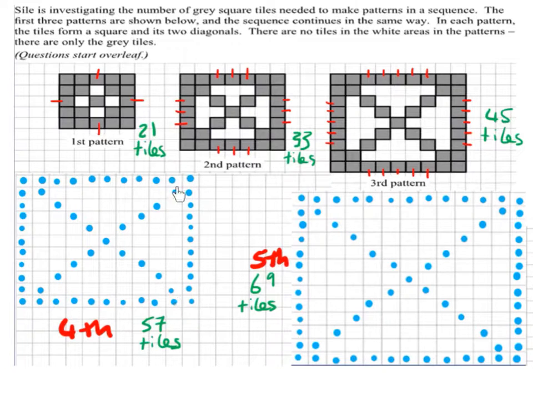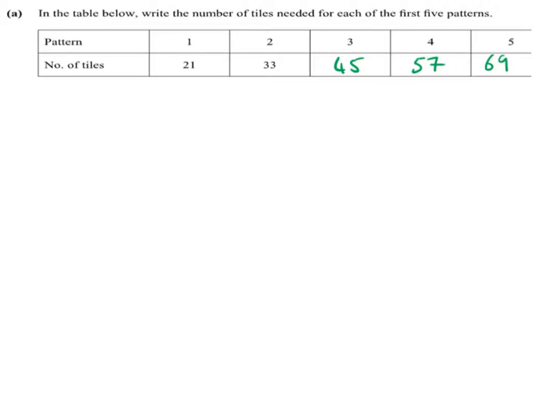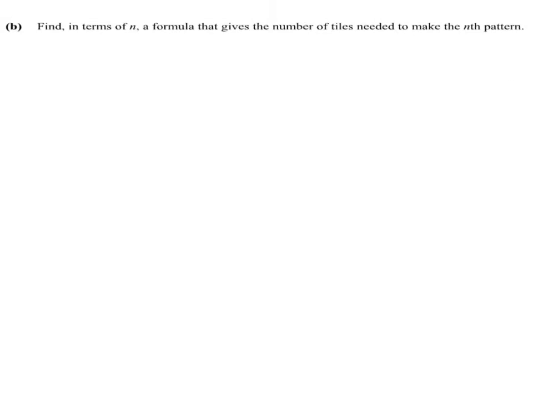And then we're going to draw in each of the diagonals. So if we add up all the tiles, we have 21 in the first pattern, 33 in the second pattern, 45 in the next pattern, 57 in the 4th pattern, and 69 in the 5th pattern. So part A: in the table below, write the number of tiles needed for each of the first 5 patterns. We just need to fill in these 3 boxes here. So we end up getting 21, 33, 45, 57, and 69. We're going to use these numbers in the next question.